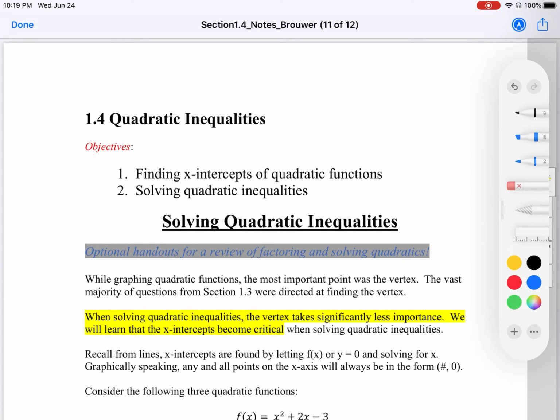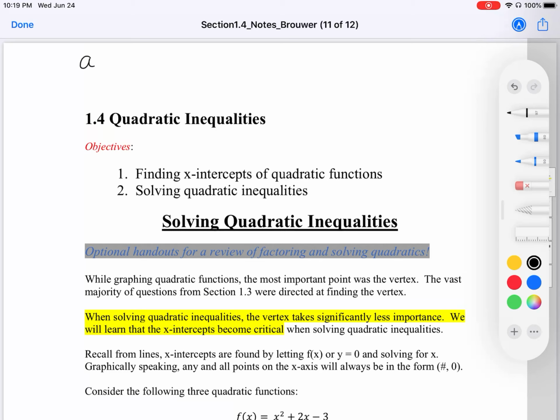Hello, let's continue with the next section, 1.4, Quadratic Inequalities. So before, we dealt with solving quadratics, but we haven't really solved quadratics. I think we kind of go into this class assuming that you've seen that in the past.